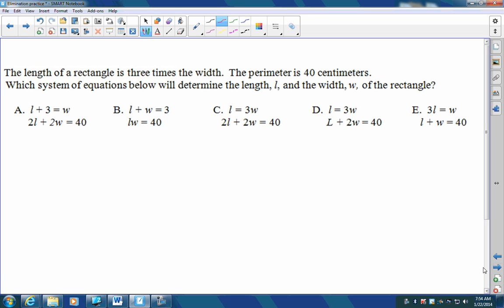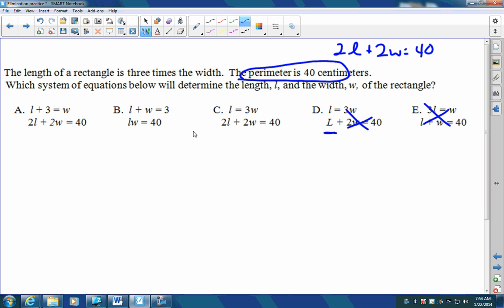Next one. As you go through and see this, I see perimeter is 40. 2L plus 2W equals 40. Right here, there's not 2's on the L and W. Look, the L is missing a 2, not D. That one works. That one not so much, and this one. All right, so now I'm down to A and C. The length is 3 times the width. Your answer should be C.